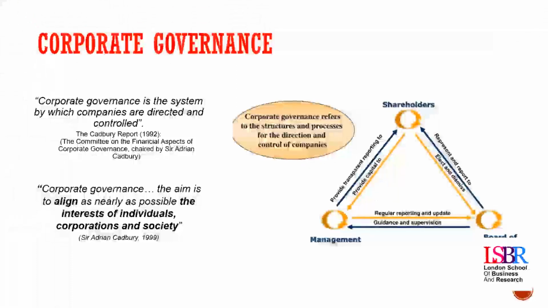With corporate governance, the aim is to align as nearly as possible the interests of individuals, corporations, and society. Okay, so corporate governance isn't about just the profit motivation. It isn't just about CSR, or doing what's right by your employees, or creating better working conditions. It's about everything. It's about trying to align as much as possible so that you can meet the obligations and the expectations of different individuals, society in general, and the corporation itself.